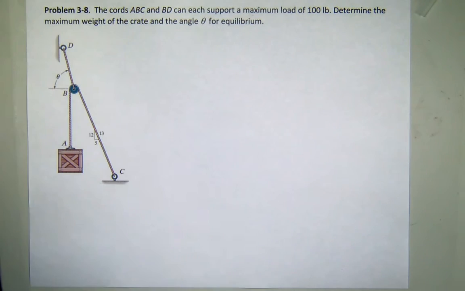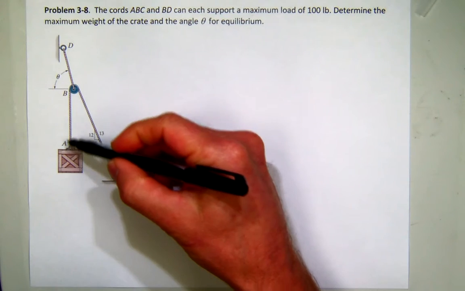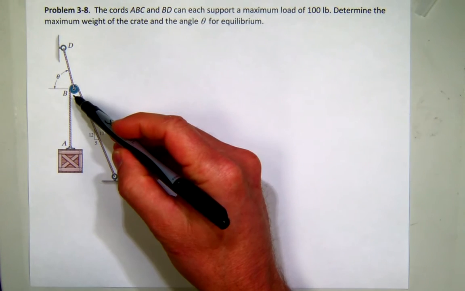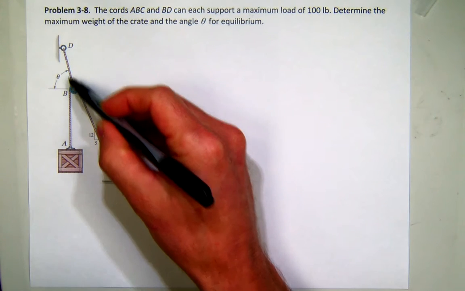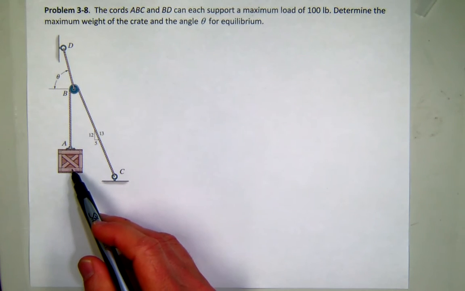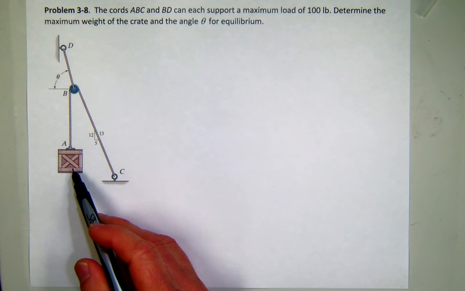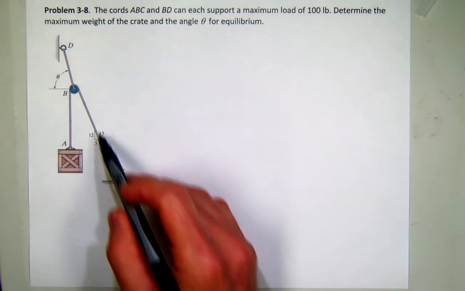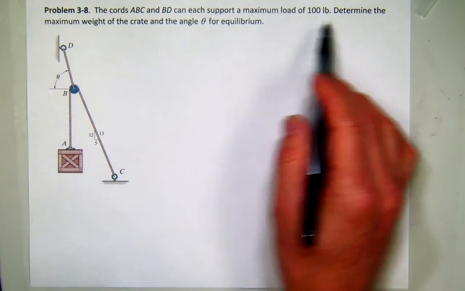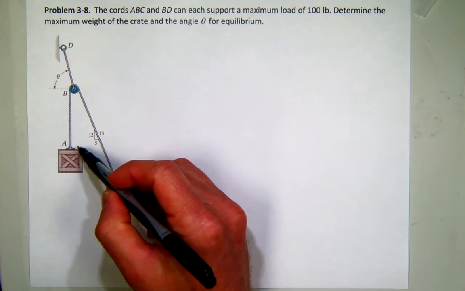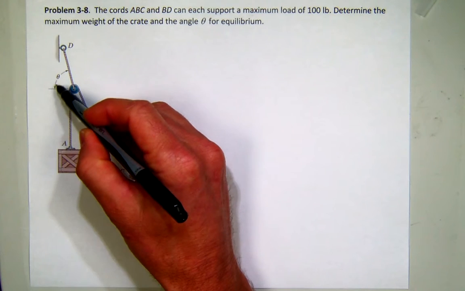Okay, so let's work this problem. What it asks for is you've got this cord ABC stretched around a frictionless pulley, and you have a second cord from B to D. The maximum load that this system can support is 100 pounds. That's the maximum load in the cable. So we need to find what is the maximum load in the crate and what angle the system will be at.